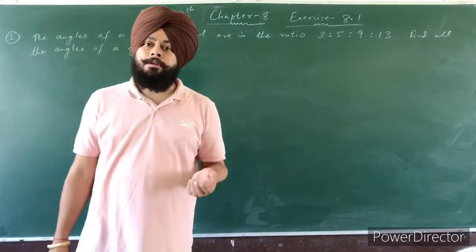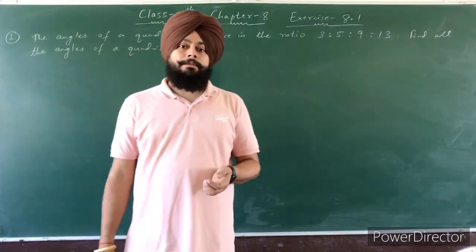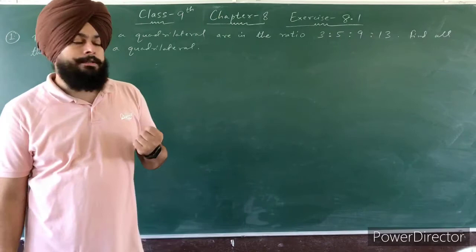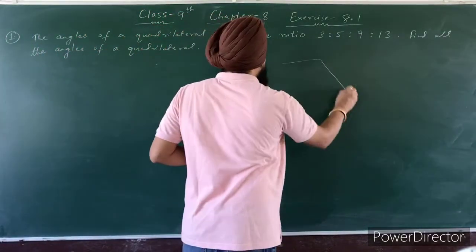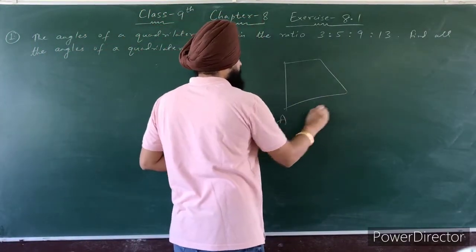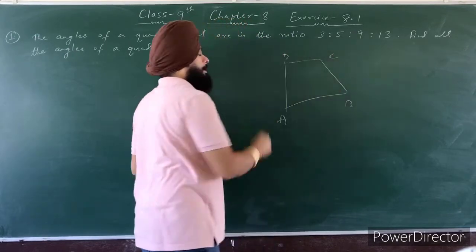So what is a quadrilateral? It is a closed polygon having 4 line segments. Alright, so draw a quadrilateral and name it A, B, C, D.